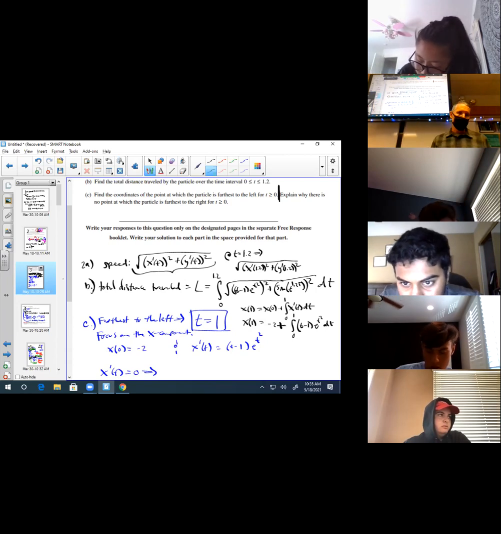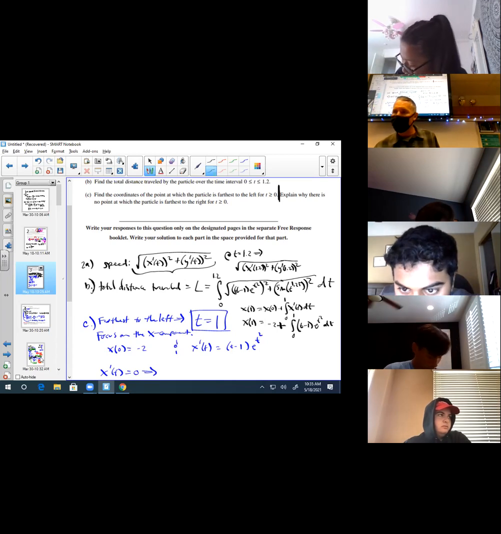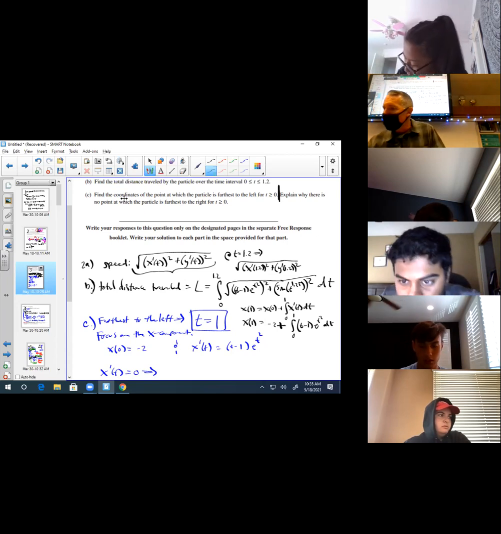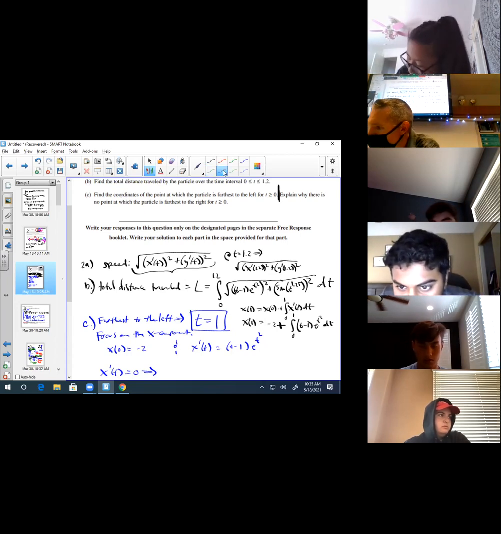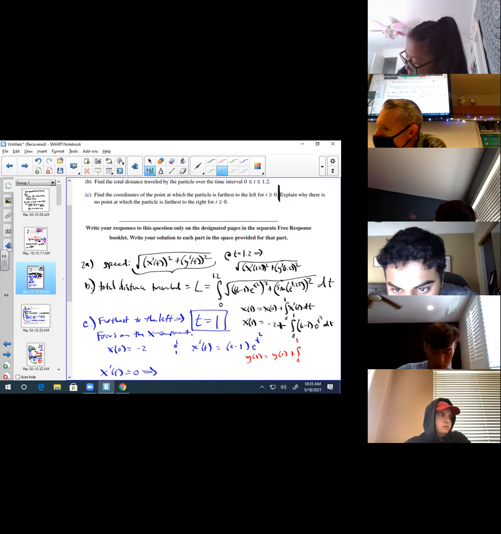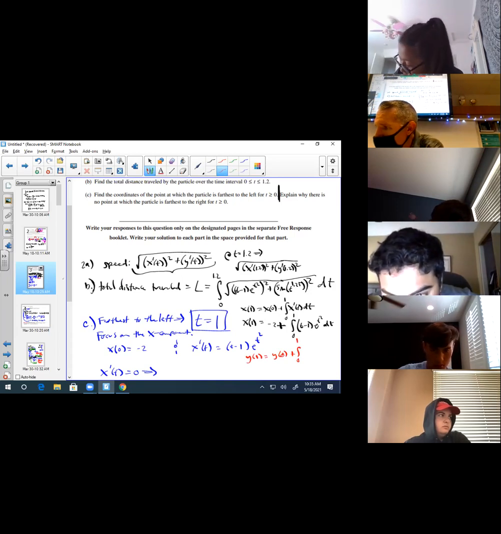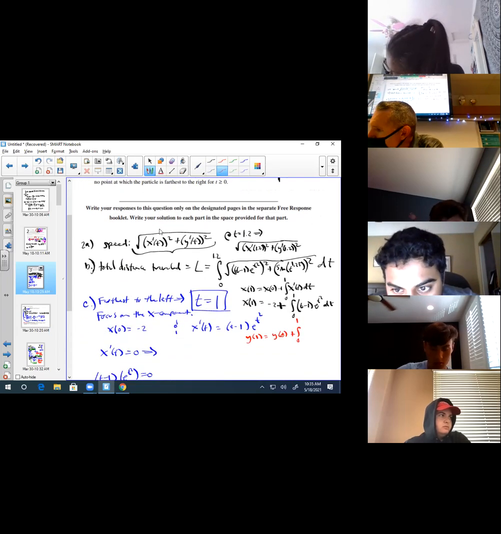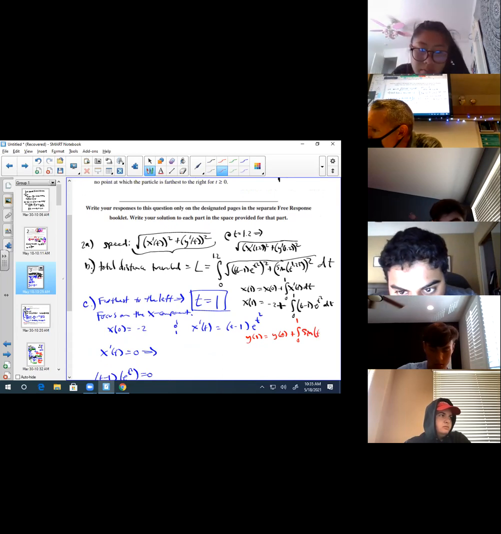What about the y value? Because I'm going to need the y value now, because it doesn't say only the x value, but it says find the coordinates x comma y. So let's choose red for y. y of 1 equals y of 0 plus the integral from 0 to 1 of y prime of t. Well, what's y prime of t? Sine of t to the 1.25 dt.